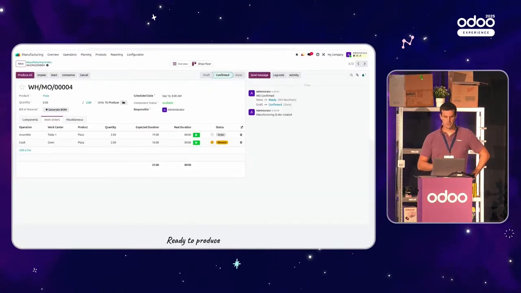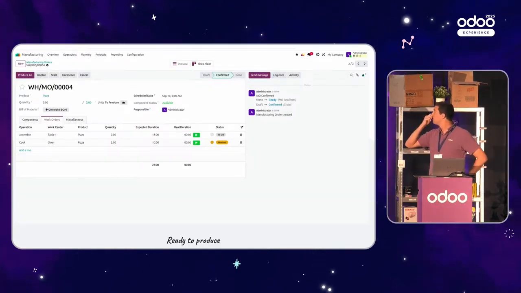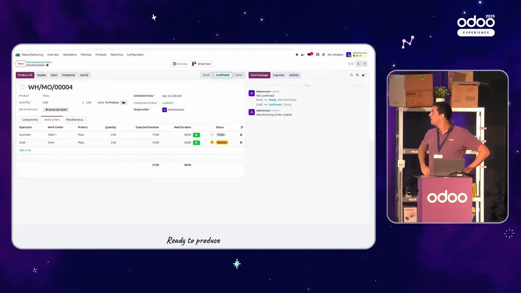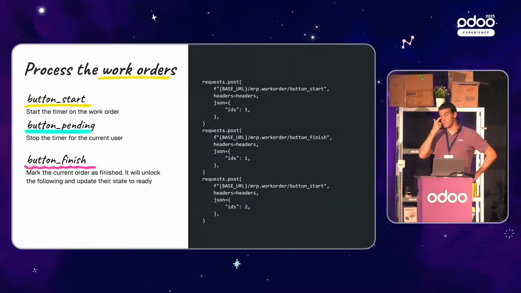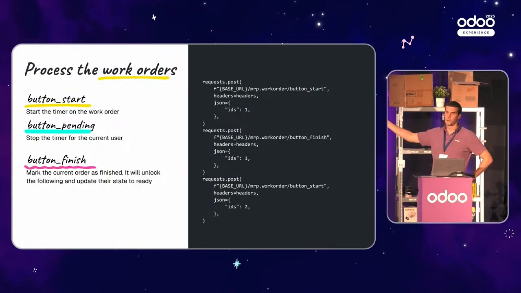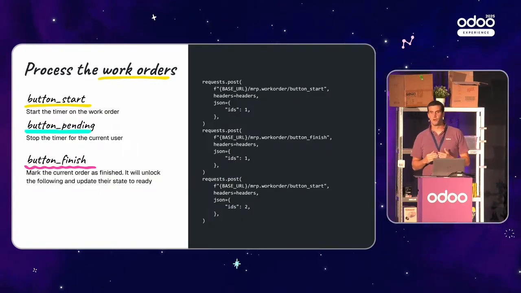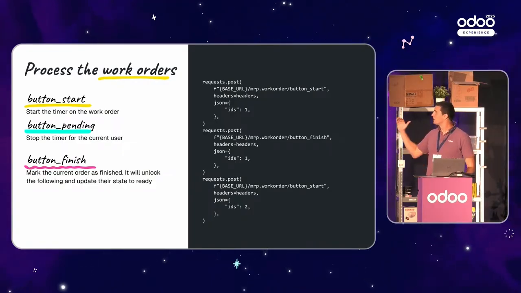Okay, so we are now in this state. We are in the confirmed state. You don't see it there, but the work orders are already planned. And so we have different actions. This action is not for the production order, but for the work order. So if you have a worker at a table and you want him to record his time, it's a different function that you have to call.